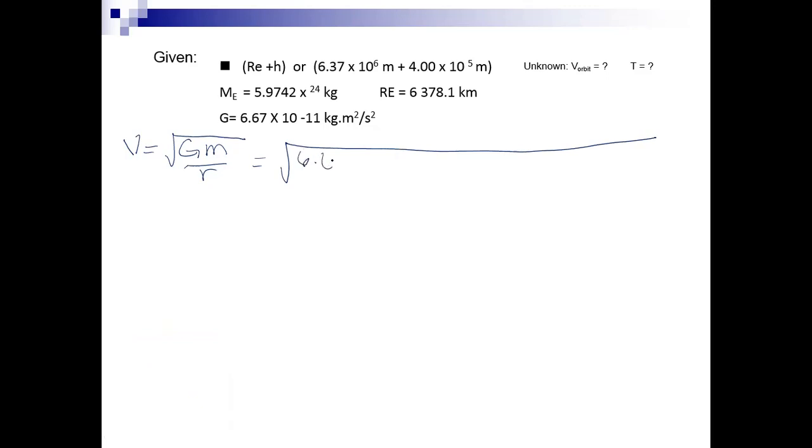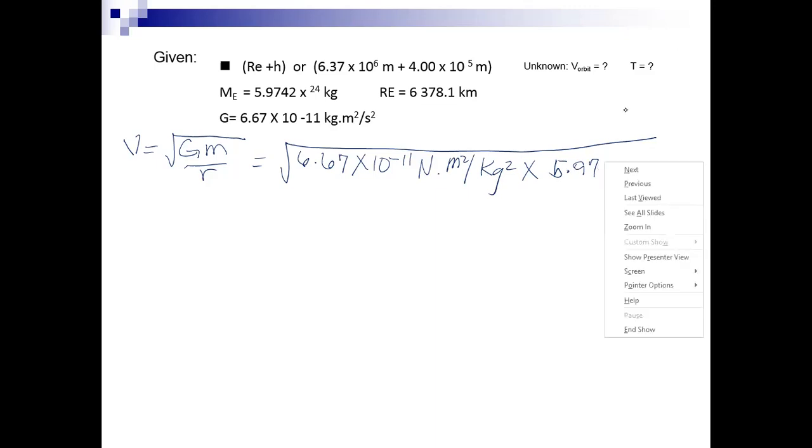Hindi siya madali. 6.67 times 10 to the negative 11. Ay, palitan natin to. Hindi yan kilogram. Sorry. Parang akala ko na bago ko yan. Newton meter square per kilogram squared. Hindi po pala siya na bago. And then you're going to multiply that by, of course, the mass of the Earth, which is 5.97... 7, 4, oh sorry.